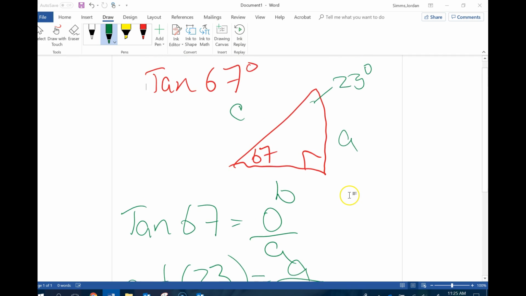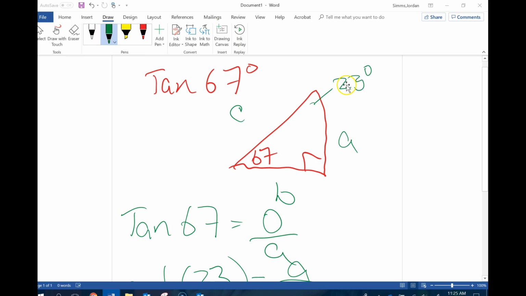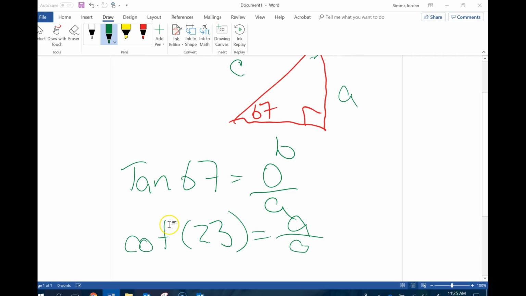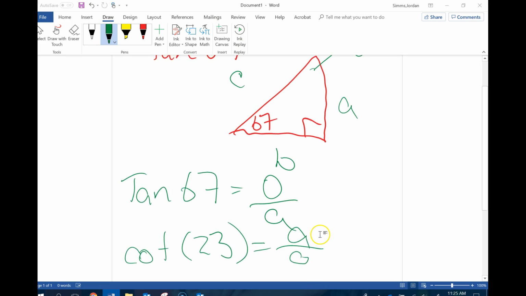And if we look, based on that, the cotangent of 23 is going to equal the same deal. The opposite of 23 is the B side, and the adjacent of 23 is the A. So we're using two different trig functions, but we're getting the same expressions. We're getting the same sides.